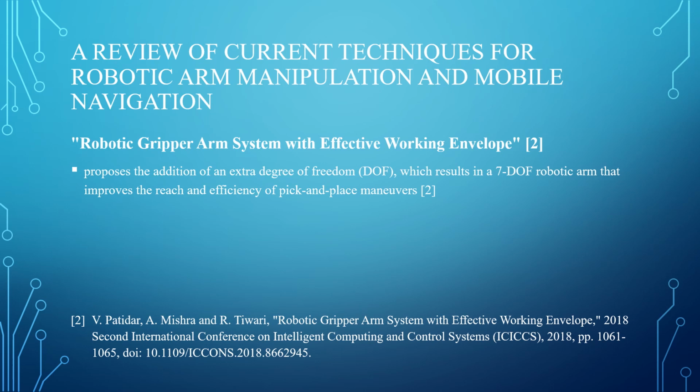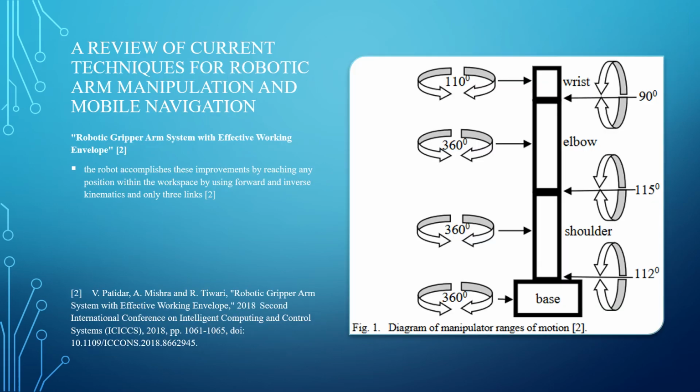The second paper in this review is titled "Robotic Gripper Arm System with Effective Working Envelope." This paper proposes the addition of an extra degree of freedom, which results in a 7-degree of freedom robotic arm that improves the reach and efficiency of pick-and-place maneuvers. In this paper, the robot accomplishes these improvements by reaching any position within the workspace by using forward and inverse kinematics and only 3 links.